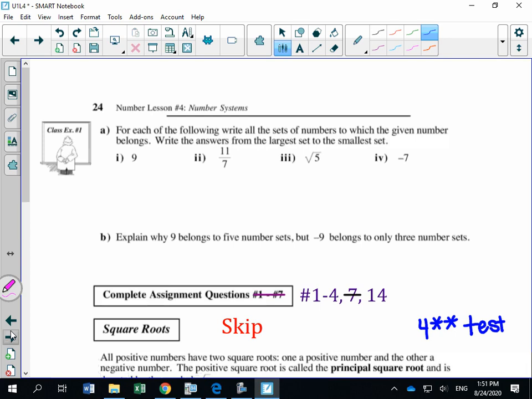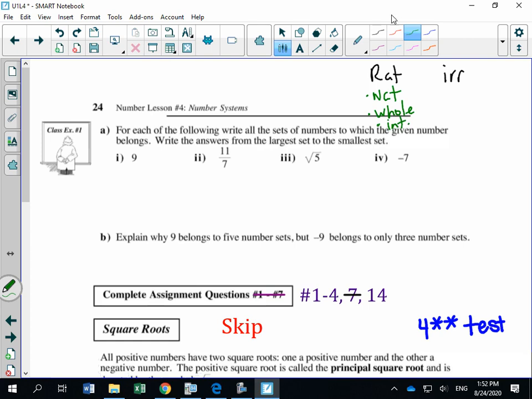Okay, number 1. For each of the following, write all the sets of numbers to which the given number belongs. Write the answers from the largest set to the smallest set. Okay, I'm not going to worry about writing the answers from the largest set to the smallest set. So remember that, just to go through this really quickly, we've got our rational and our irrational. And then rational, there's 3 subsections. Natural, which are our kids' counting numbers, 1, 2, 3. Whole, which includes 0. And integer.